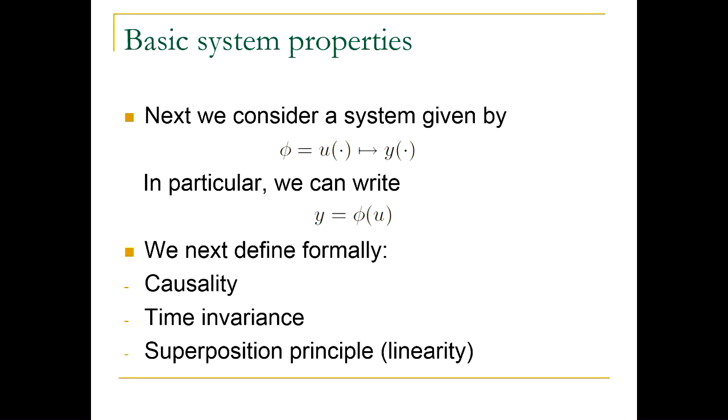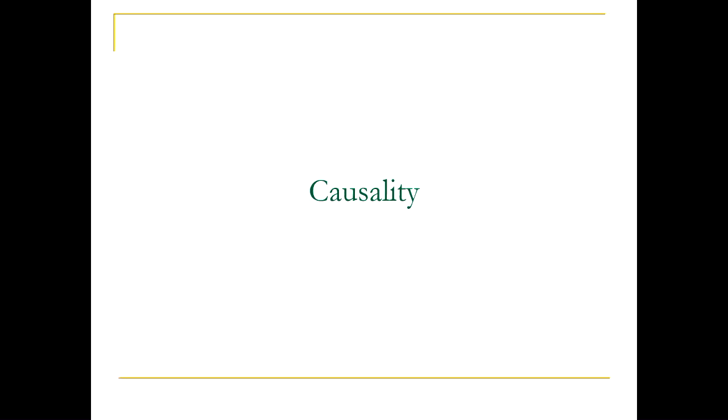So we do write this abstractly. We say that y is equal to phi of u, but phi is not just a function. In the convolution case, it's a function. No, it's a function of a function, right? So it's an abstract representation that we use here. Using this abstract definition of a system, or model, we will next define causality, time invariance, and superposition principle. And then we will go on and derive the convolution equation.